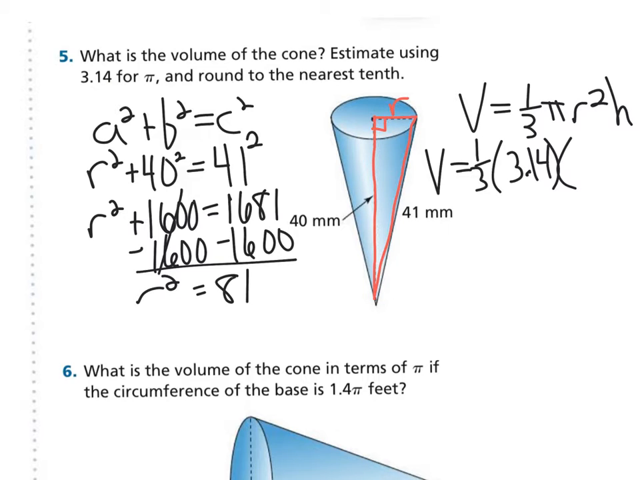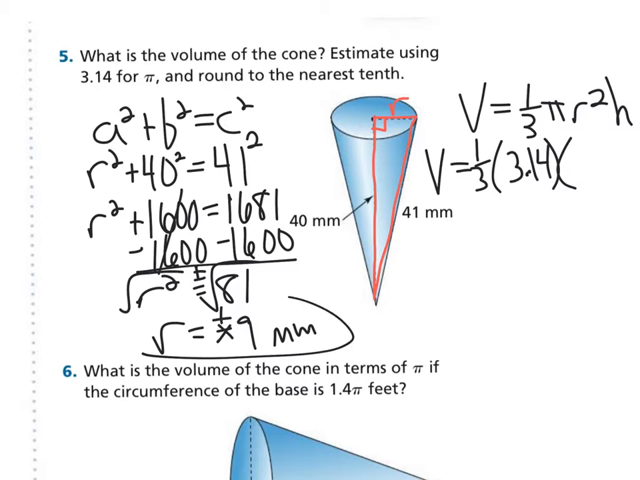So r squared is 81, then we would square root. Square root of 81 is 9. We know it can't be negative. So 9 millimeters is our radius. And now I think we got it about figured out here.